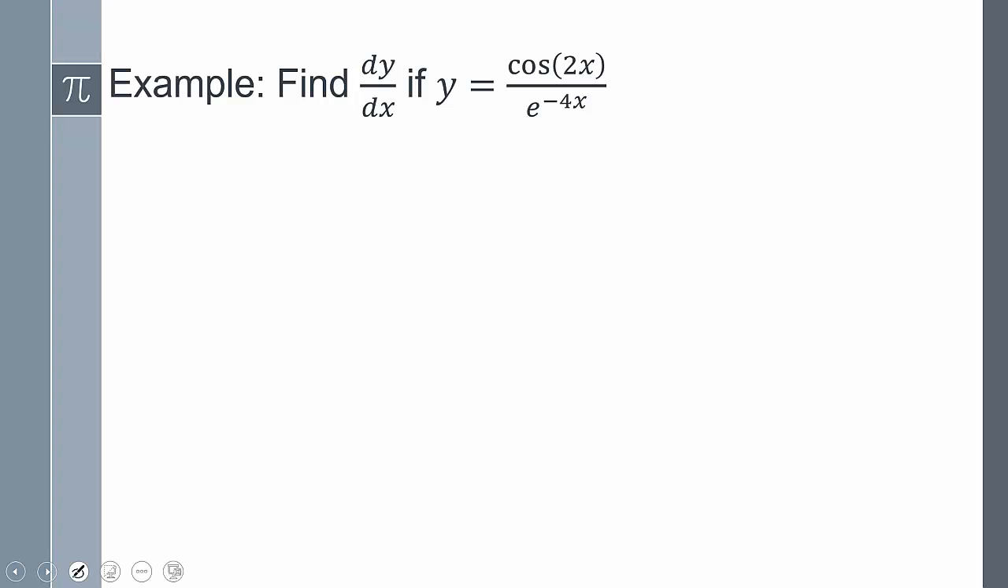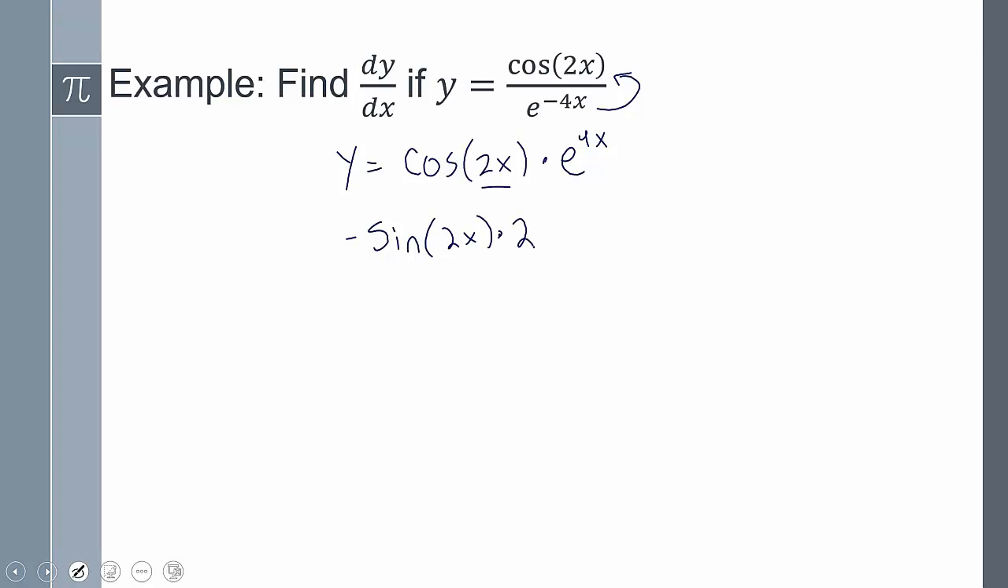And this last one, once again, I see that in the denominator, so I want to bring that up into the numerator. So I'm going to have y equals cosine of 2x times e to the 4x. So the derivative of the first, so that'll be negative sine of 2x times, now the derivative of the inside, so that's 2. And this is going to be times the second. So the derivative of the first times the second plus now the derivative of the second. So the derivative of e to the 4x is e to the 4x, now the derivative of the inside, so times 4. And then now times the first, so cosine of 2x.